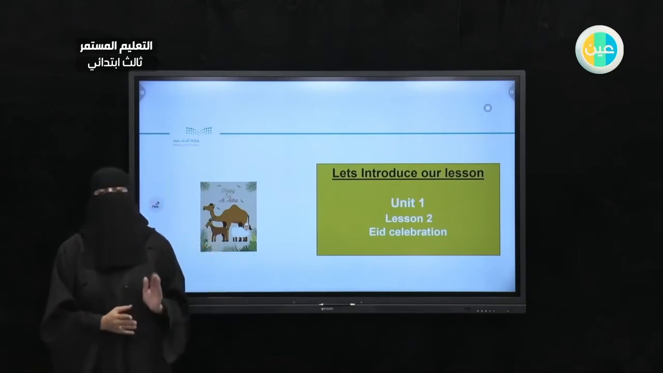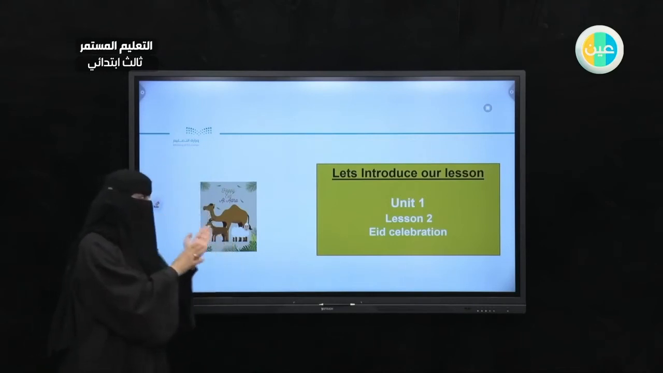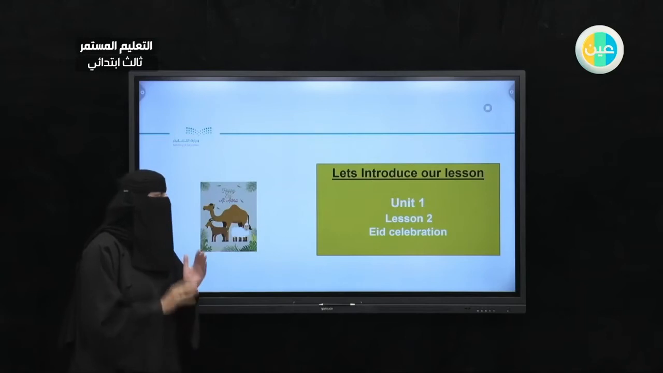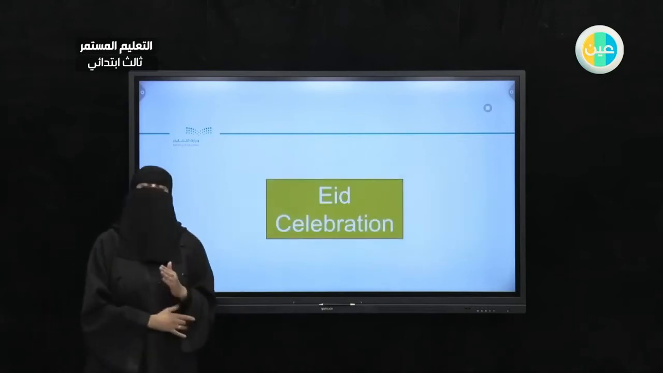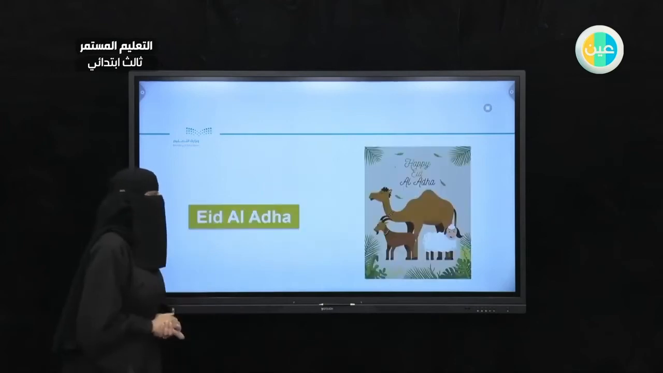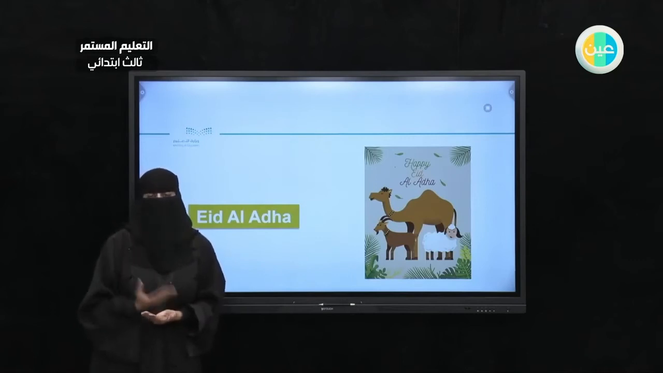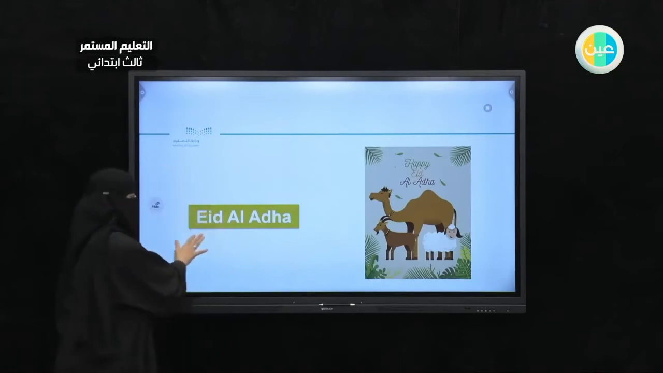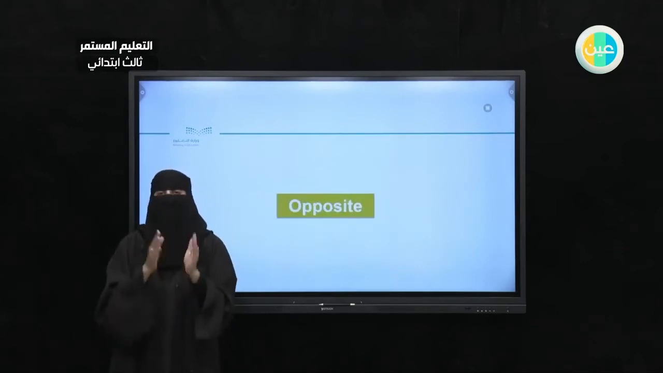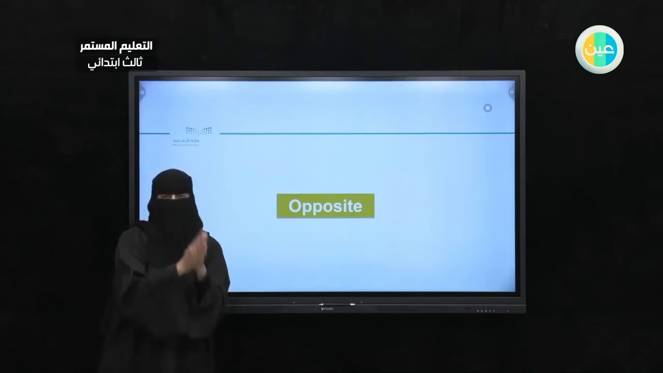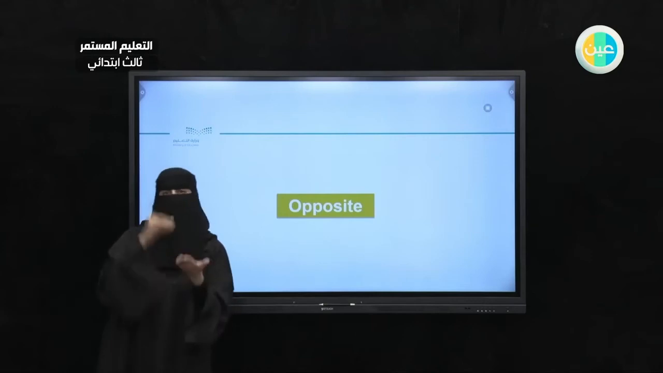Today, inshallah, we will be covering Eid al-Adha. As I told you, this is Unit 1, Lesson 2, Eid Celebration. Let's start, Bismillah. Before we start, taking the paragraph you have at page 14, we need to know some adjectives and the opposites of these adjectives, because they will be mentioned in the paragraph.